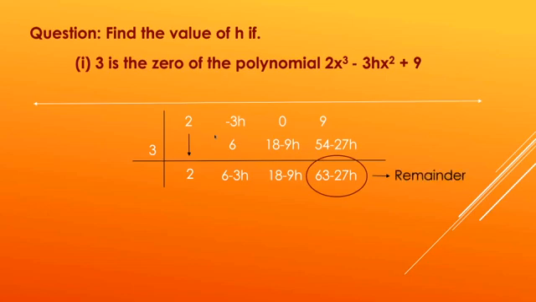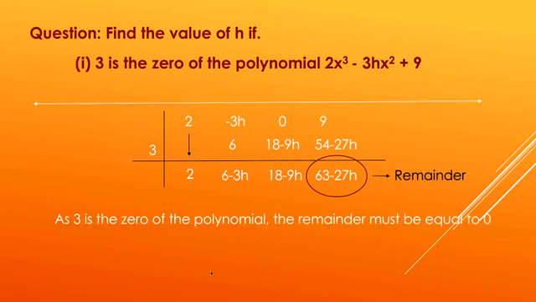Now as it is mentioned in the question that 3 is the 0 of the polynomial, it means when we divide this expression with 3, we get the remainder equal to 0. So as 3 is the 0 of the polynomial, the remainder must be equal to 0. We will put 63 minus 27h equal to 0, and now we have an equation. 63 is equal to 27h. 63 over 27 will be reduced into 7 over 3 when we convert it into lowest terms. So the value of h is 7 over 3, and this is the answer of this question.